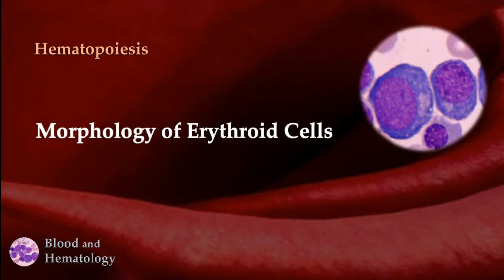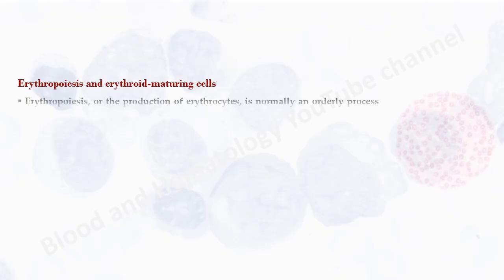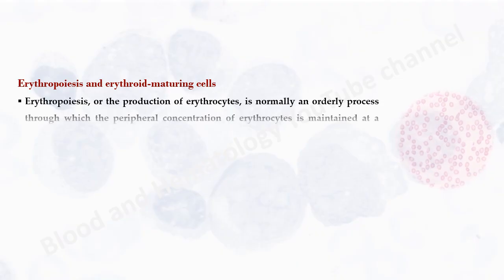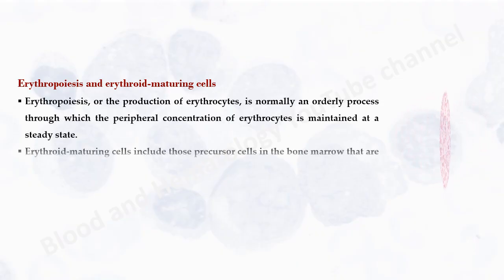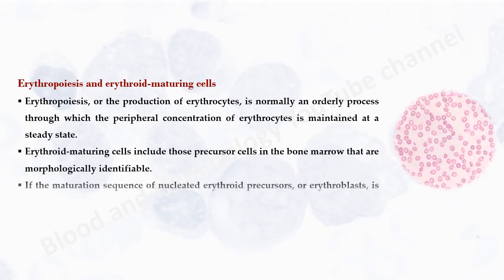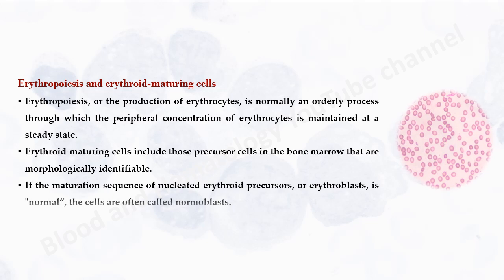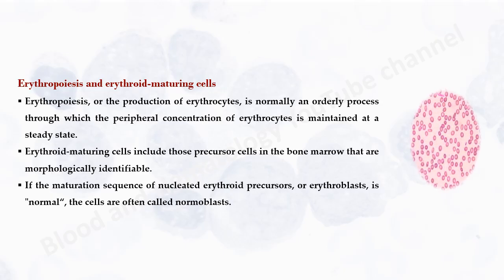This video is about morphology of erythroid cells. Erythropoiesis, or the production of erythrocytes, is normally an orderly process through which the peripheral concentration of erythrocytes is maintained at a steady state. Erythroid maturing cells include those precursor cells in the bone marrow that are morphologically identifiable. If the maturation sequence of nucleated erythroid precursors, or erythroblasts, is normal, the cells are often called normoblasts.